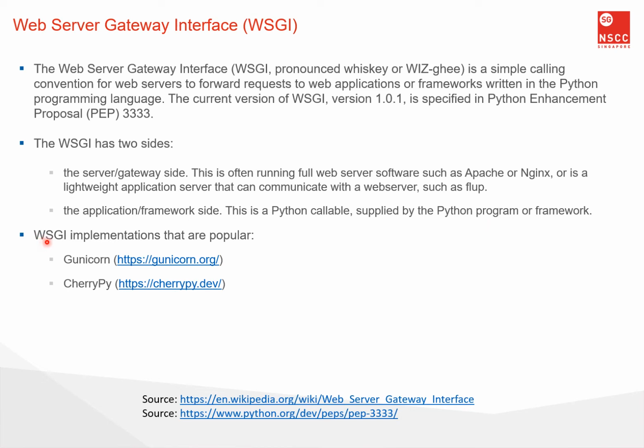Now, WSGI is implemented by Flask, but it's also implemented by some of the popular engines such as Gunicorn, and also something called CherryPy, which is a pure Python-based implementation of this. Gunicorn, I believe, has some code that is not Python-based, but it's very efficient, with many parallel worker threads. So it's a very popular WSGI gateway for this type of application.